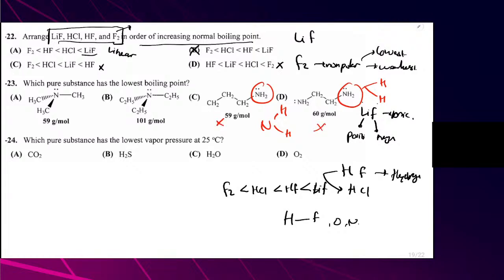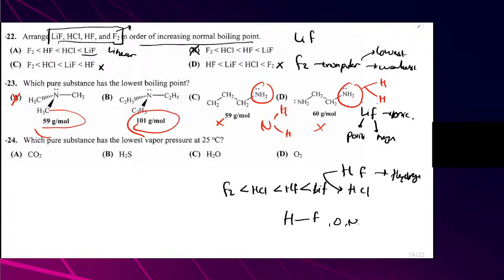Okay, right. Now let's take a look in terms of the molar mass. In this case, the molar mass of this one is bigger than this one. So it's pretty easy to answer. A is the answer because the smaller one has the lowest molecular weight and no hydrogen bonding. Okay, number 23 is A.